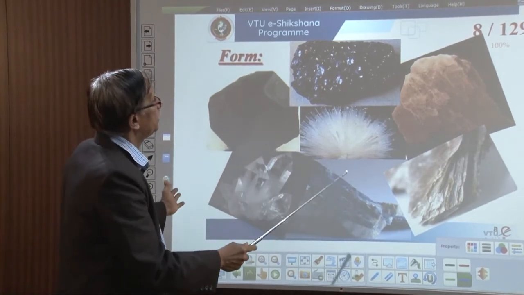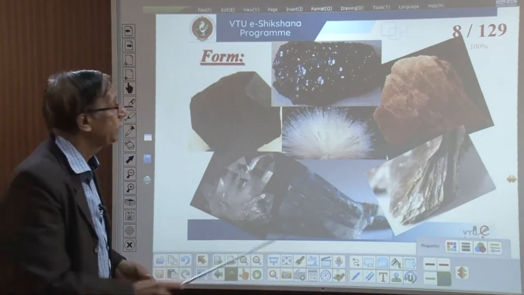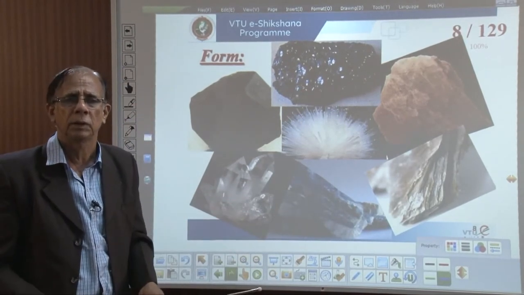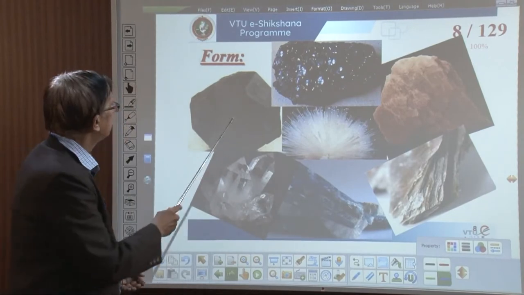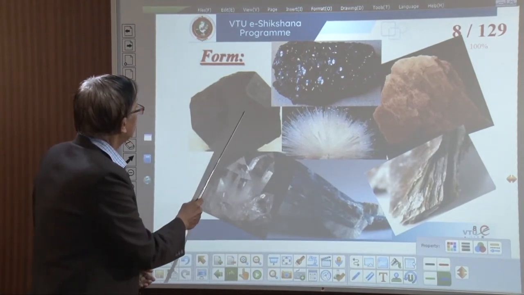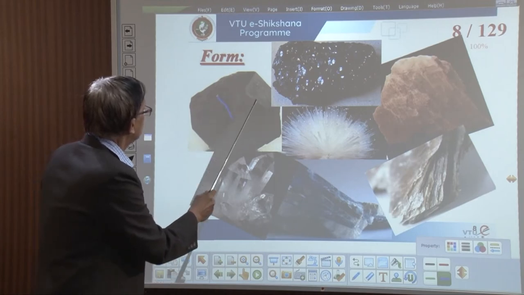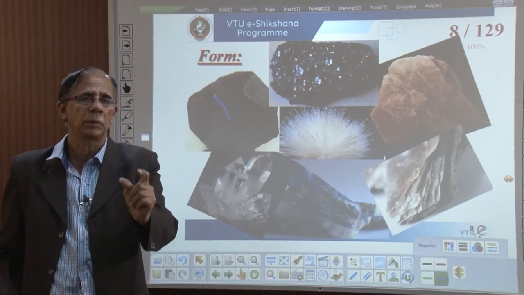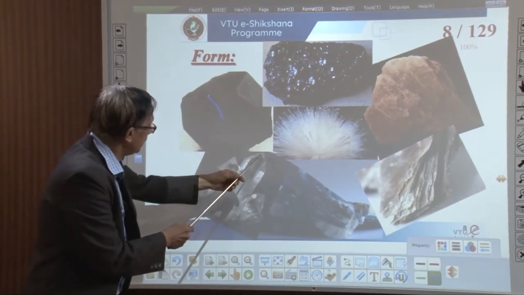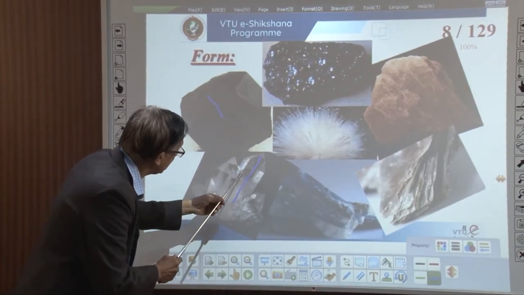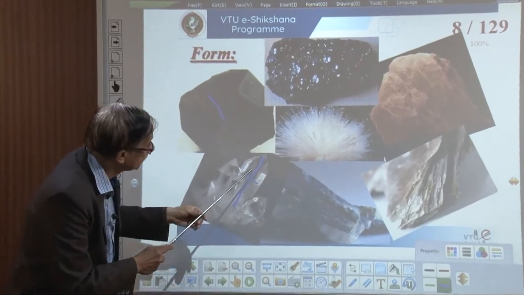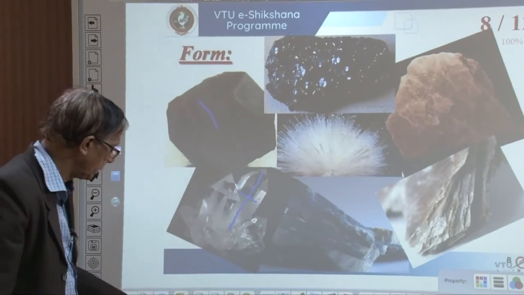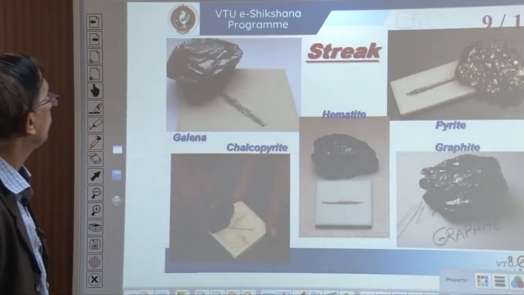These are all different shapes. We can say this is massive, does not exhibit any specific shape. We can say massive, this is perfect three-dimensional, whether this direction, third direction, more or less equal, equidimensional. Whereas this mineral has elongated growth, in this direction growth is less, this is a hexagonal, like that. There are several minerals having other shapes as well.